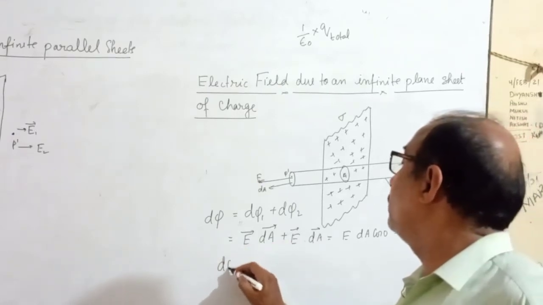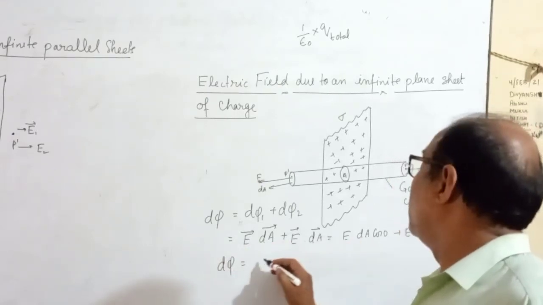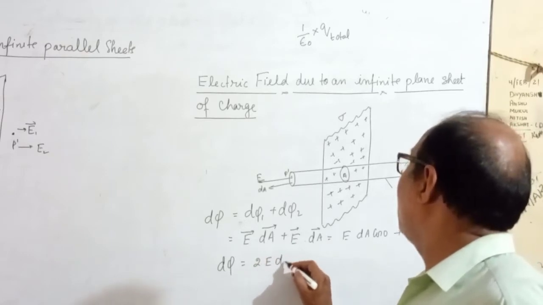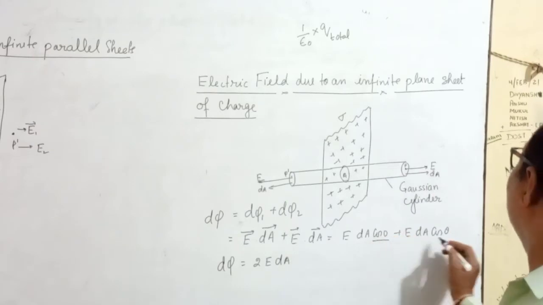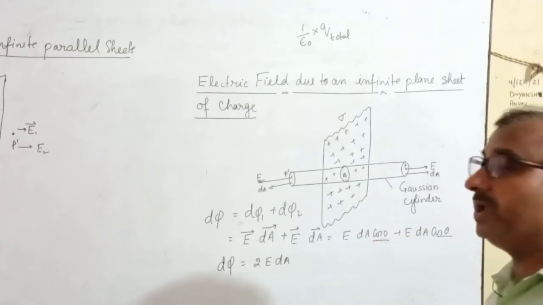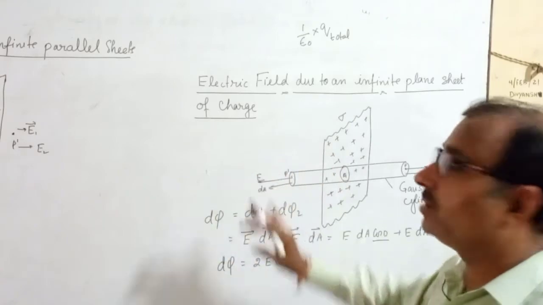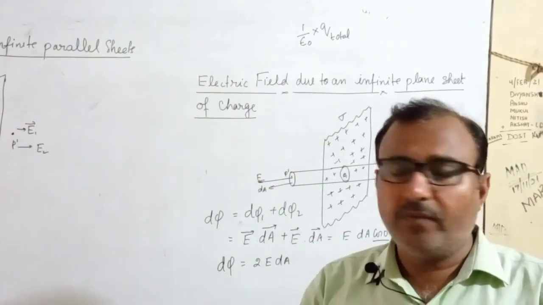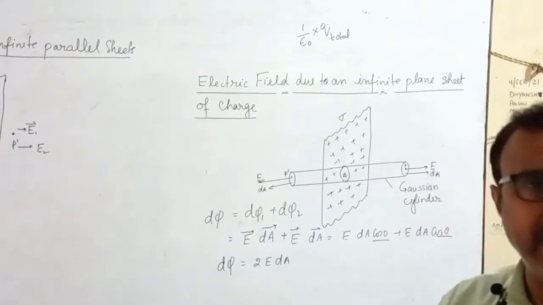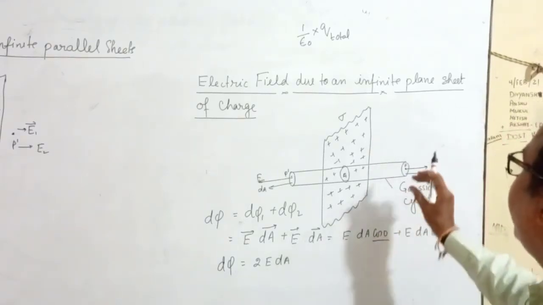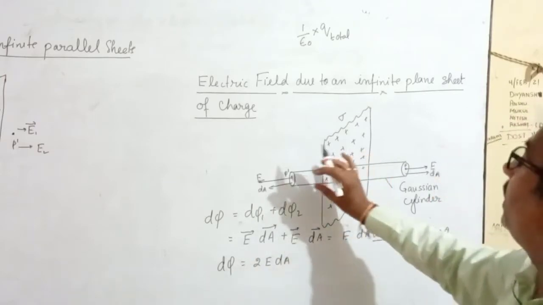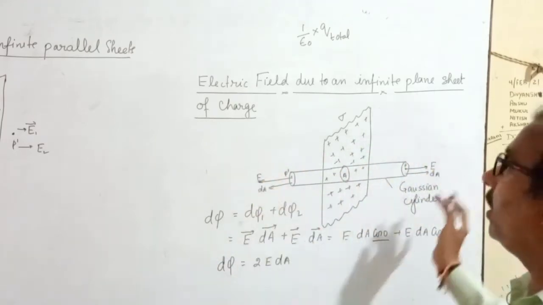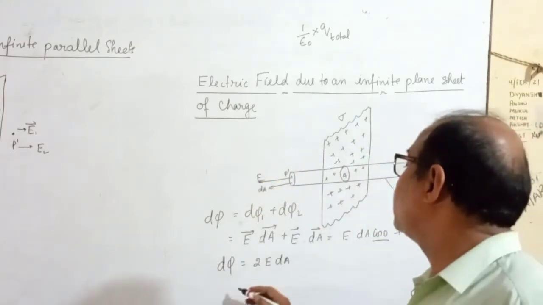So d phi equals 2E dA, since cos 0 equals 1. This is the electric flux through this small area. But you have to find out the electric flux passing through the whole surface. For that you are going to integrate. dA you are taking very small, the electric flux passing through a very small area, but you want to know the flux passing through the whole surface. So you integrate both sides.